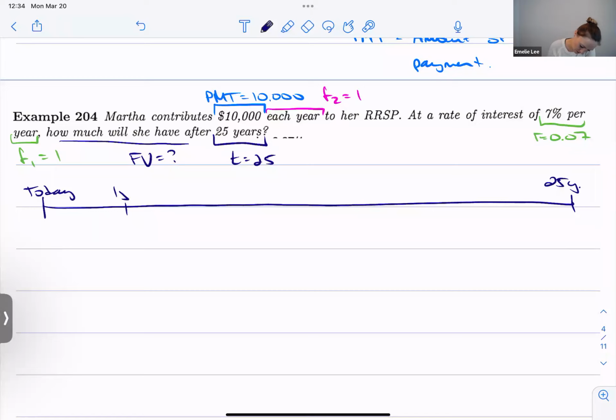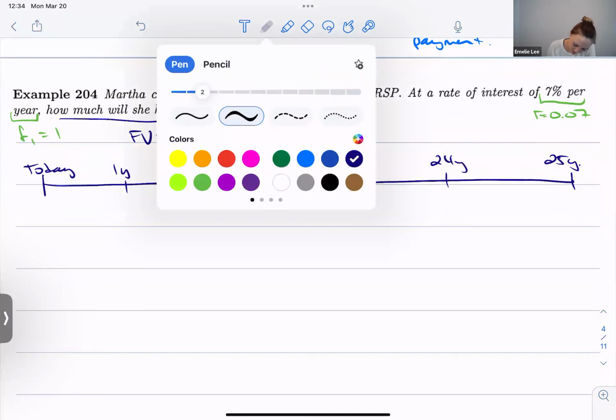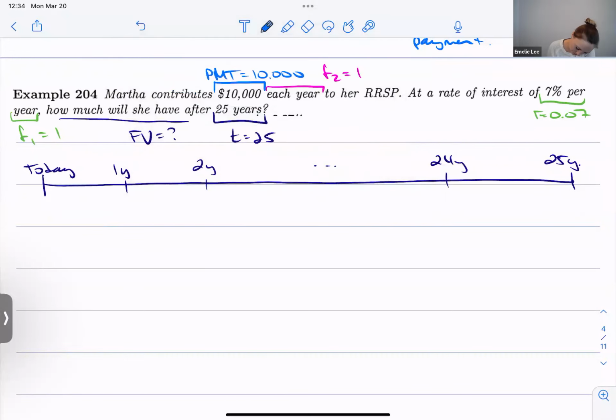So after 1 year, 2 years. So what I've said is, okay, as long as you put the first two and the last, or the second to last one, then I'm happy. So then 24 years, the payment amount, let's match the colors here. 10,000, 10,000, 10,000, 10,000.